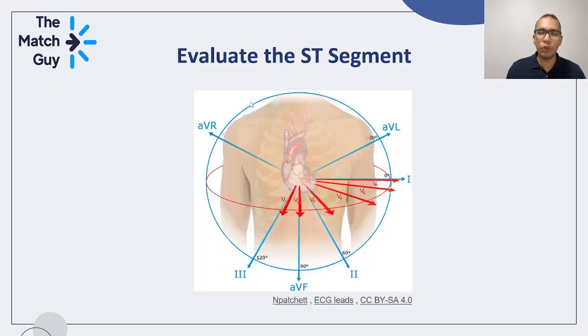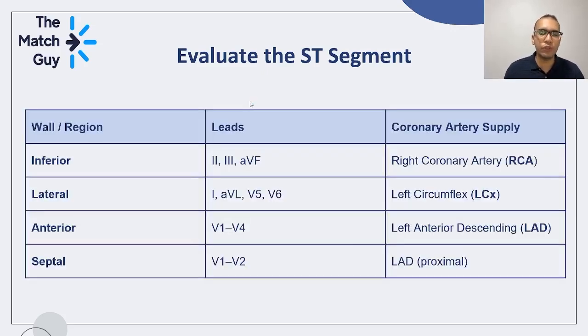This diagram here I put to show the 12 leads of the ECG, and I like to think of them as camera angles, each filming a wall of the heart. When you see ST elevation or ST depression on these leads, you will figure out which part of the heart is affected, and based on that you can figure out which coronary artery is affected. For example, if you see that lead 2, lead 3, or aVF is affected, this means that the inferior wall is affected, and this is supplied by the right coronary artery. So now you know that the problem is within the right coronary artery.